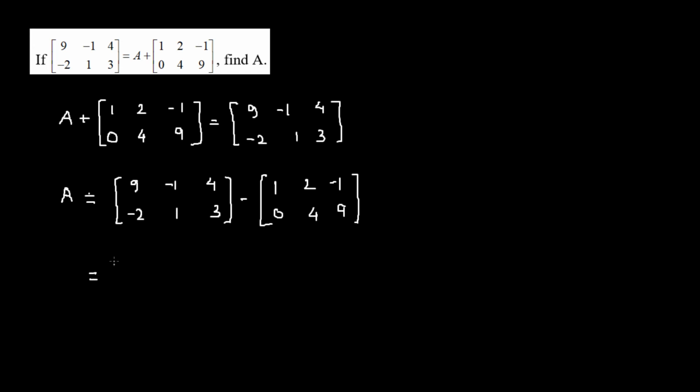Now to find the value of A, we subtract the corresponding elements. So this will be 9 minus 1, which is 8. -1 minus -2 will give us -3. 4 minus -1 is 4 plus 1, which is 5. -2 minus 0 is simply -2. 1 minus 4 will give us -3. And 3 minus 9 is going to give us -6. So that is the value of our matrix A.